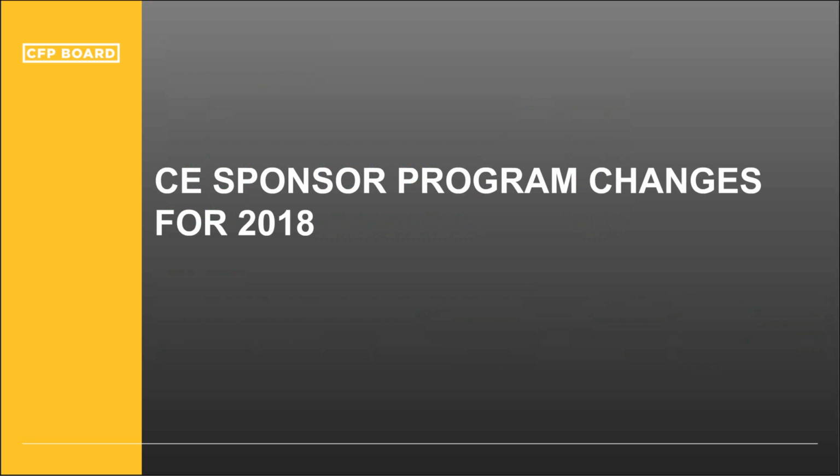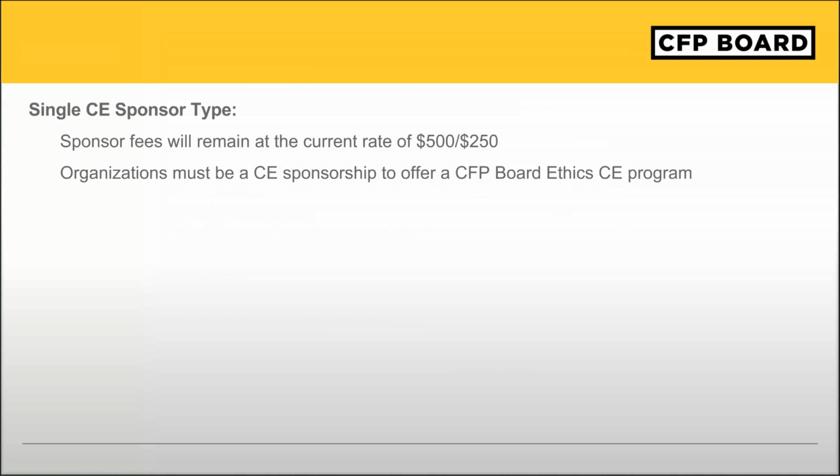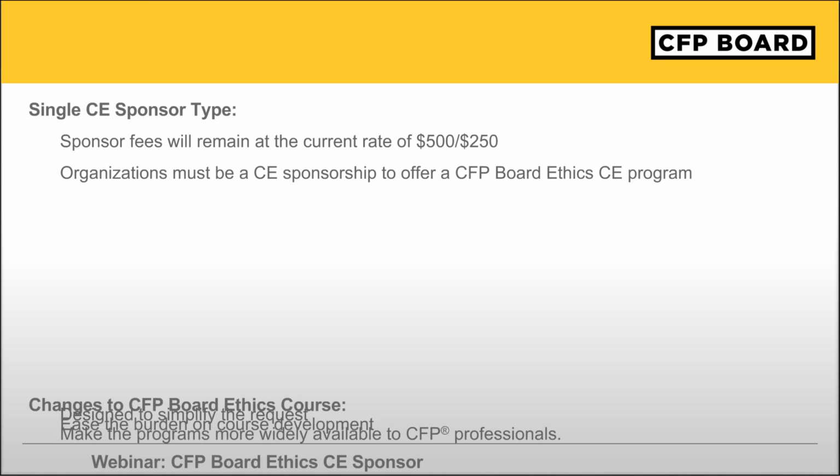Let's talk a little bit about a few changes for 2018. We hope you'll agree that they will be welcome changes. The first is the CE sponsorship fees will remain the same as they are this year, $500 for a for-profit organization and $250 for a nonprofit organization. There will only be one sponsorship type next year. The Ethics CE sponsorship category has been deleted.